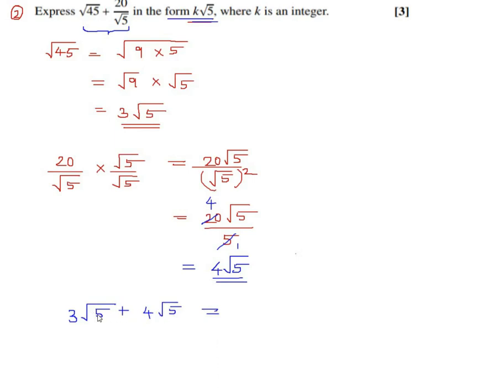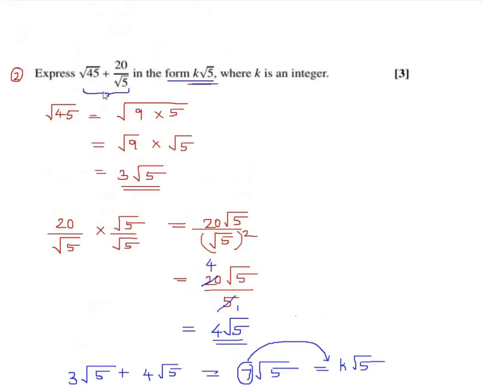Here we have to add the numbers keeping the radical 5 same. So we get 3 plus 4 is 7 square root 5. Now this is of the form k root 5 where k is equal to 7 by comparison. So k position is taken by the 7. So k is equal to 7. This is the way we solve this example.